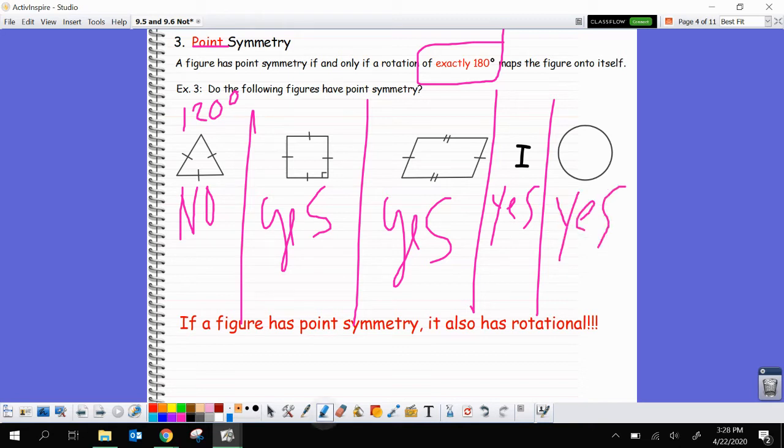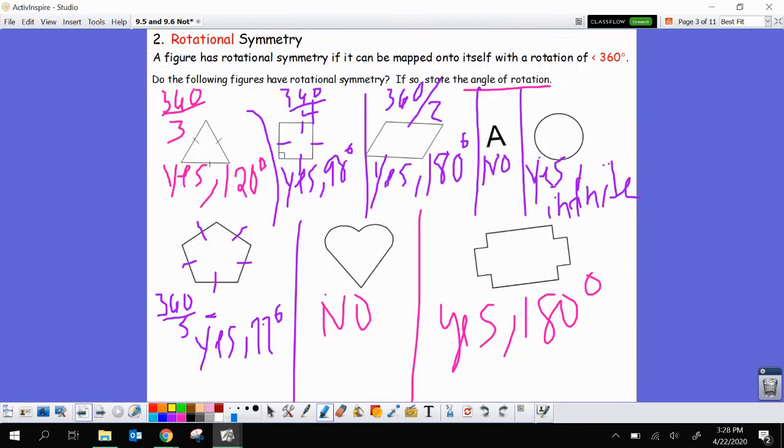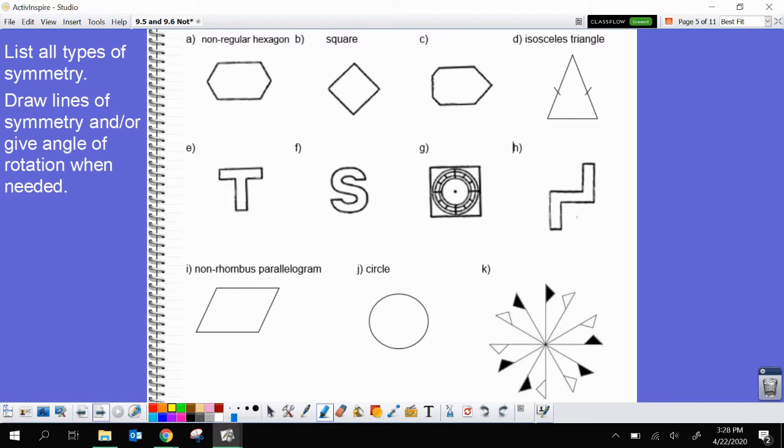So I mentioned this earlier when I was going through the definitions, but if a figure has point symmetry, it is also going to have rotational. So if it does have exactly 180 degrees, then that must mean it has rotational. And so that's going to bring us into this next slide. I am not going to do all of these, I'm just going to pick a few to do. It wants you to list all types of symmetry, and then draw the lines of symmetry and or give the angle of rotation when needed.